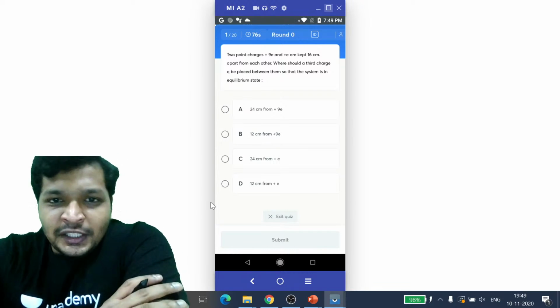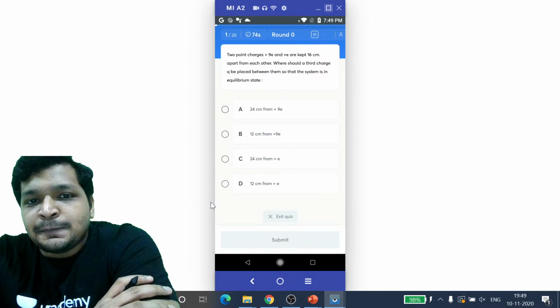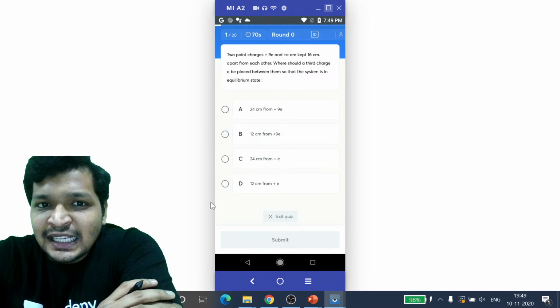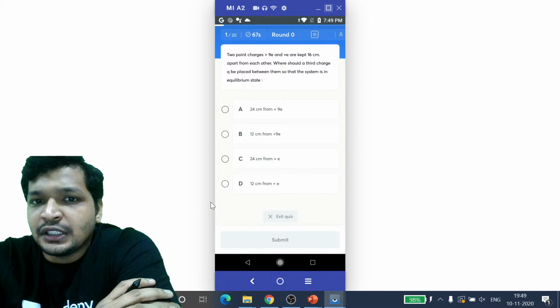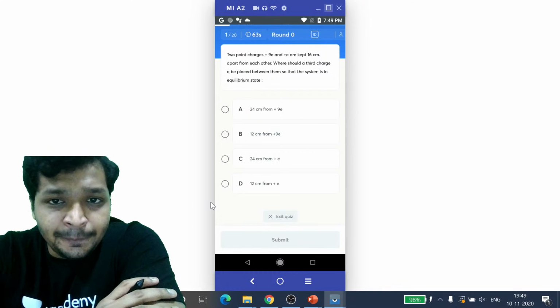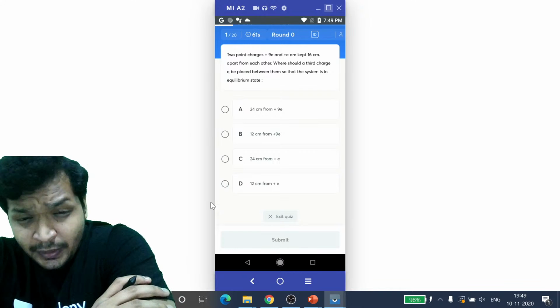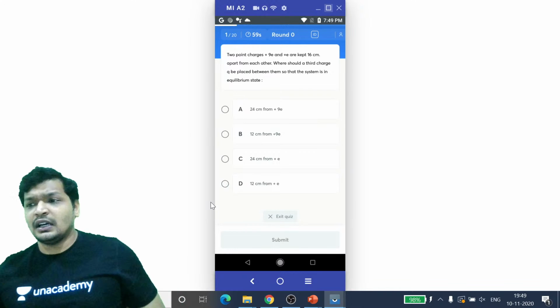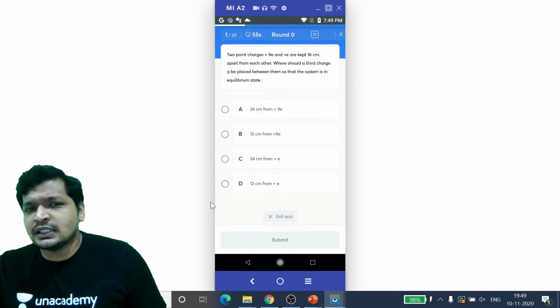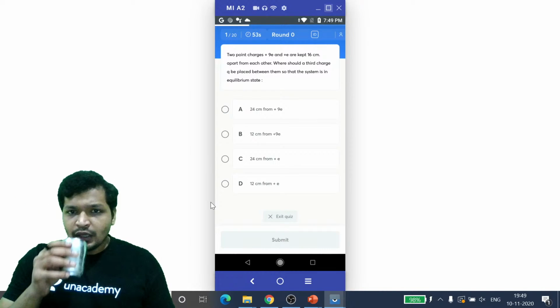So, very easy question. Two point charges plus 9e and plus e are kept 16 centimeters apart from each other. Where should a third charge q be placed between them so that the system is in equilibrium state? The system will be in equilibrium state if the force on the third charge is 0.